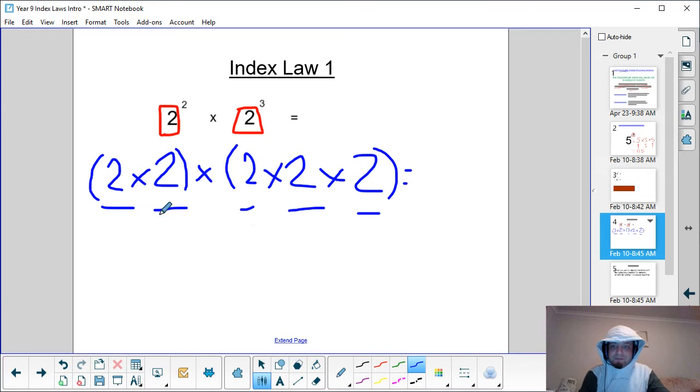There's lots and lots of them. And this is a horrible, nasty, long way of writing something out. So what we want to do is simplify it or write the shortcut. I have the number 2 being multiplied by itself 5 times.